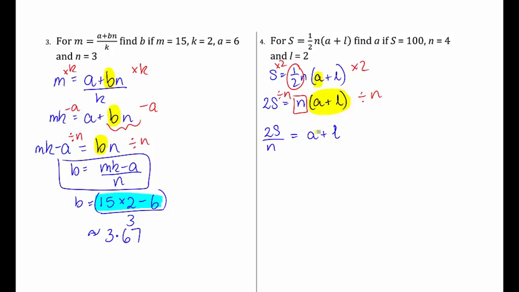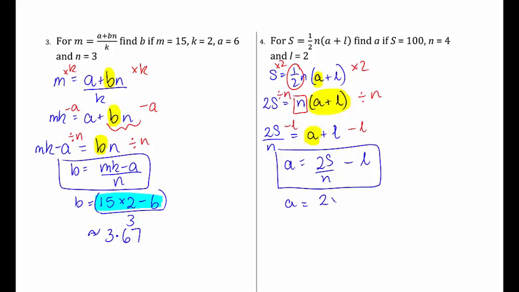I want to get that a on its own, so now it's time to get rid of the l. It's added, so I subtract. I'm going to put the a on its own on the left, so I have 2S over n take l. I could get a common denominator, but it doesn't matter, so all I want to do is evaluate, so I'm just going to plug straight in. So I've got 2 times S, which is 100, over n, which is 4, minus l, which is 2. Evaluate that on a calculator, and again, make sure you press enter after you do this bit. And your answer is 48. So on your calculator, you can go 2 times 100 divided by 4, enter, or equals, take 2.